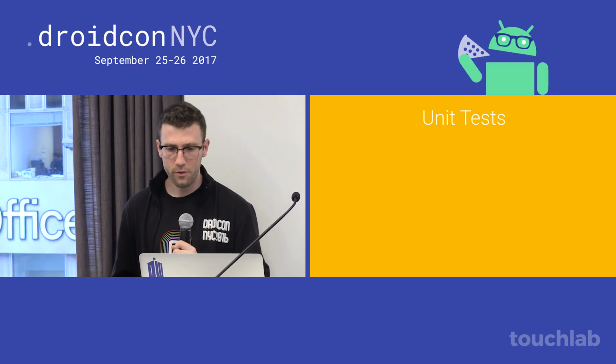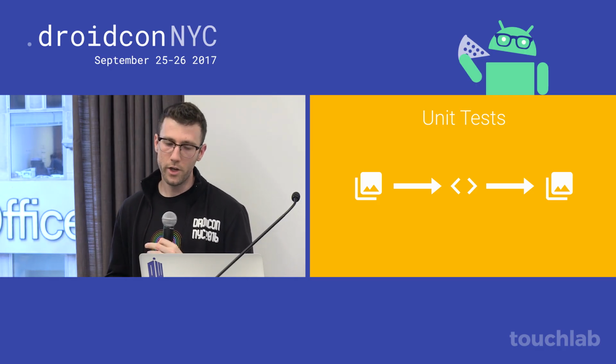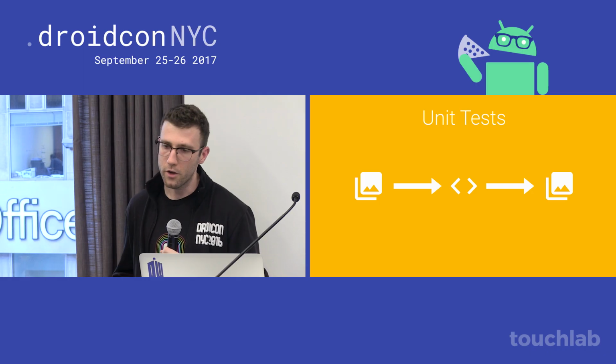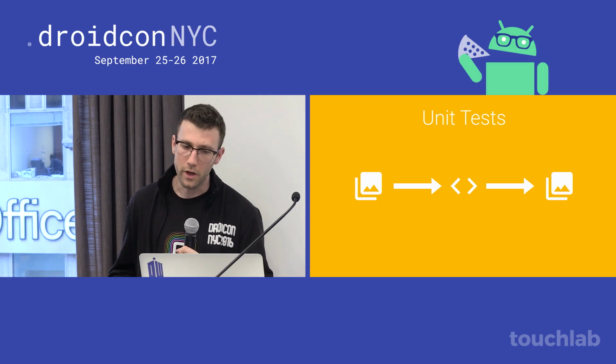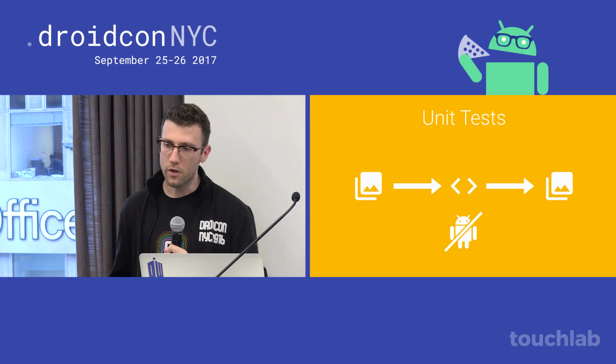So, unit tests. You want to write tests that take in images, run your code, and print out or export new images. You don't even need to test this automatically on CI for it to be useful. You can test it visually. And it lets you basically just take Android out of the equation.